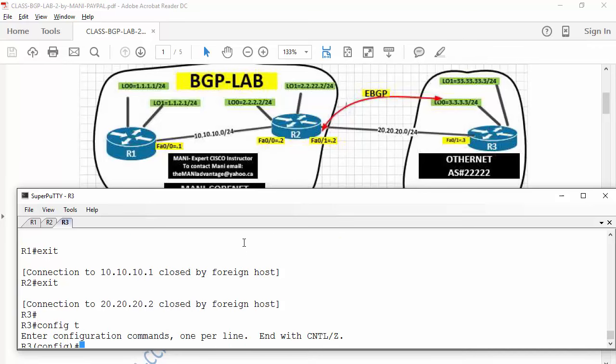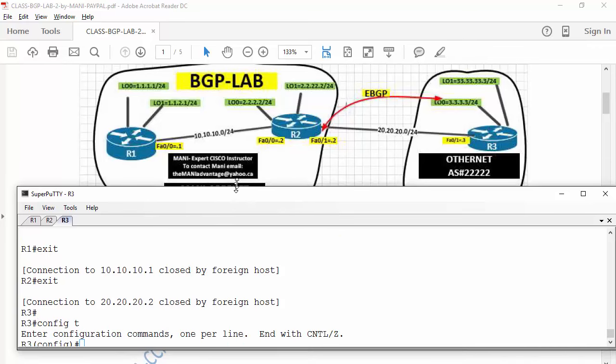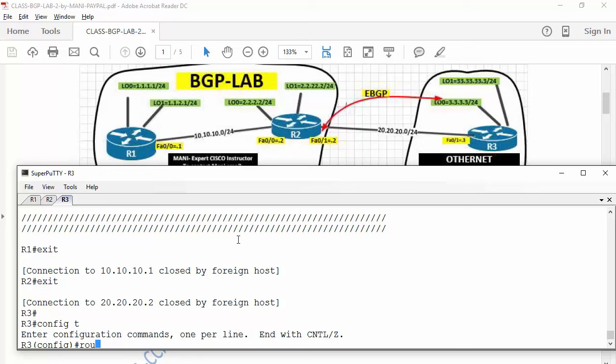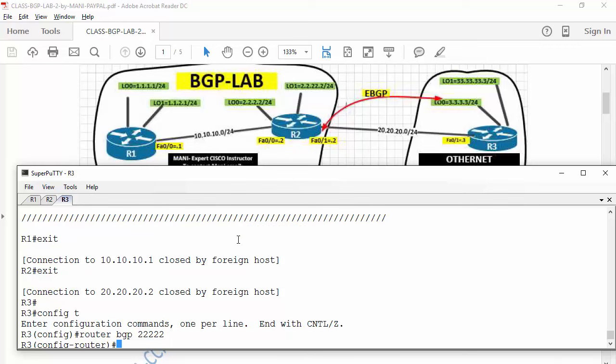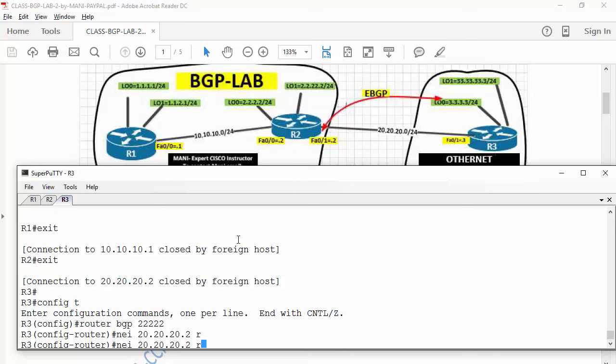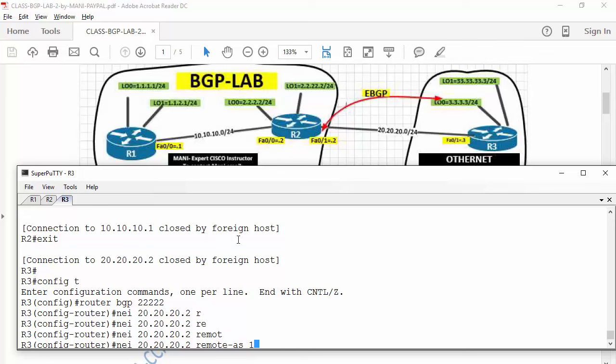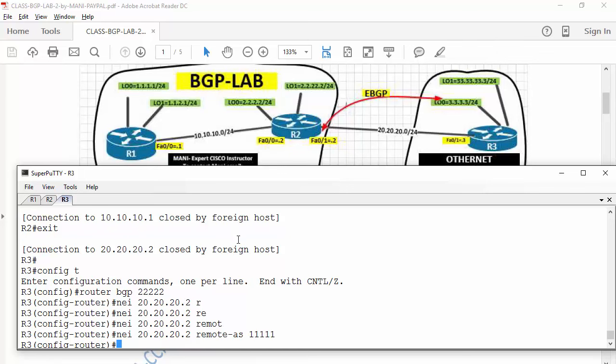Config T, router BGP 22222. Then the neighbor is going to be directed to my other physical site, 20.20.20.2, remote AS 11111. So far good.